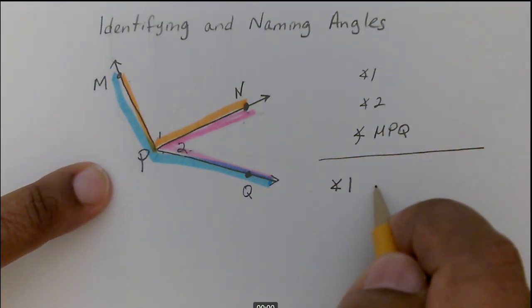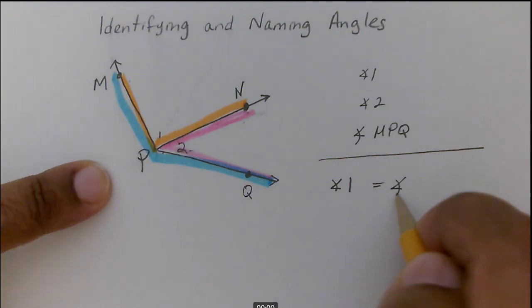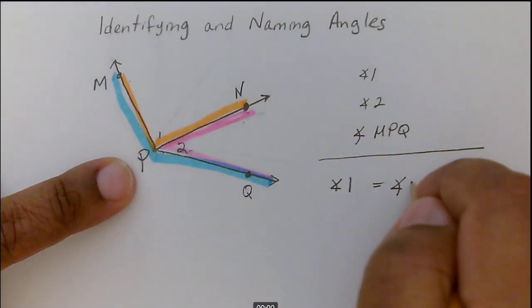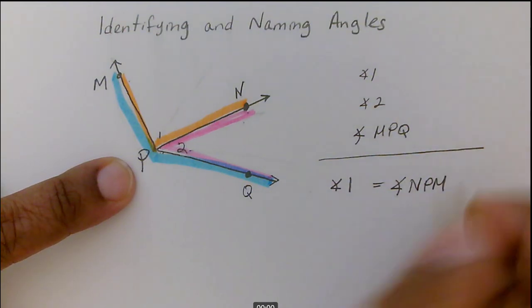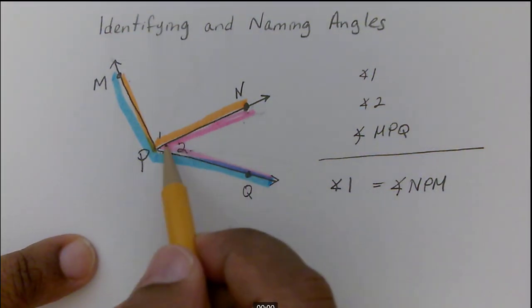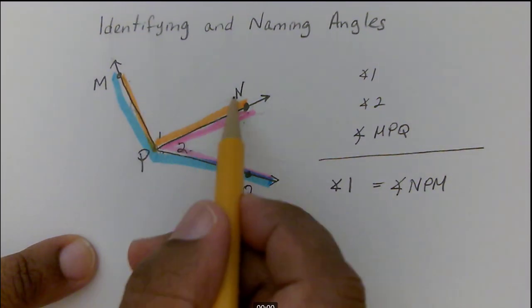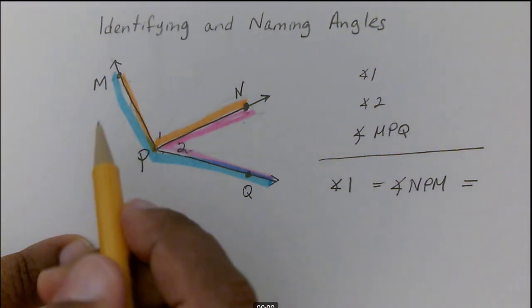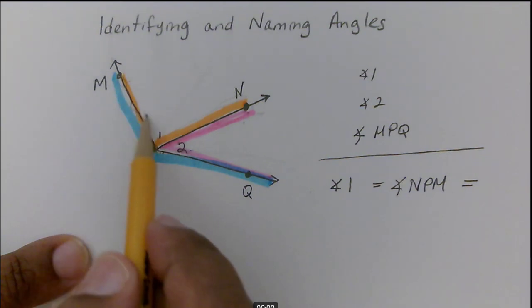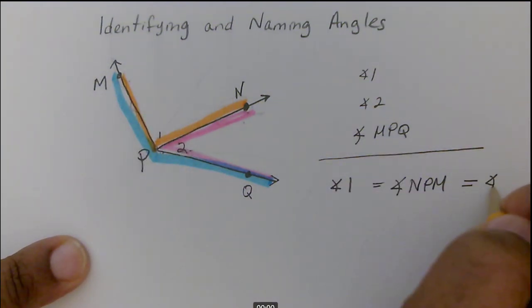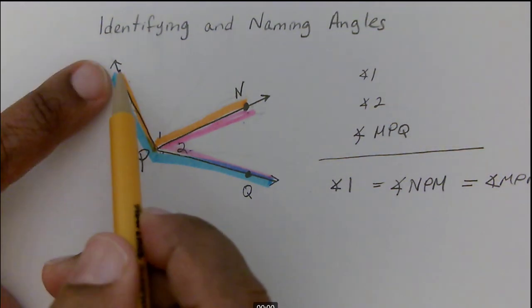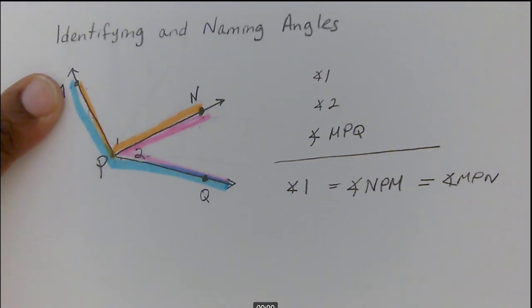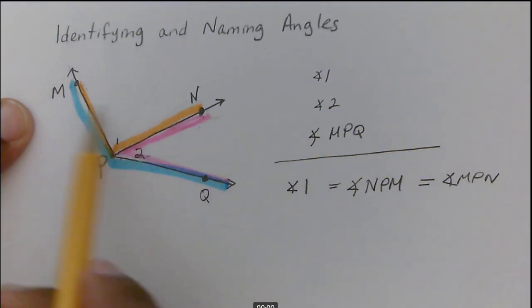So angle 1 is the same as angle NPM. So if you follow your eyes, you follow angle NPM, you're going to see that I'm talking about the orange angle. Another way I can write angle 1 is to just do it the other way around. Angle MPN. And again, if you followed what I'm saying, angle MPN, I am referencing the orange angle.